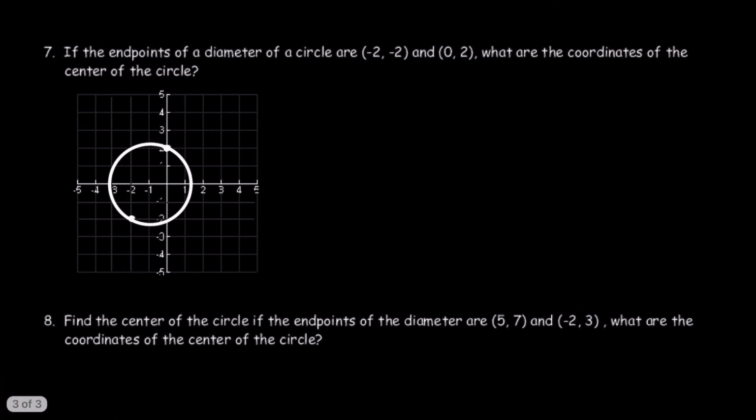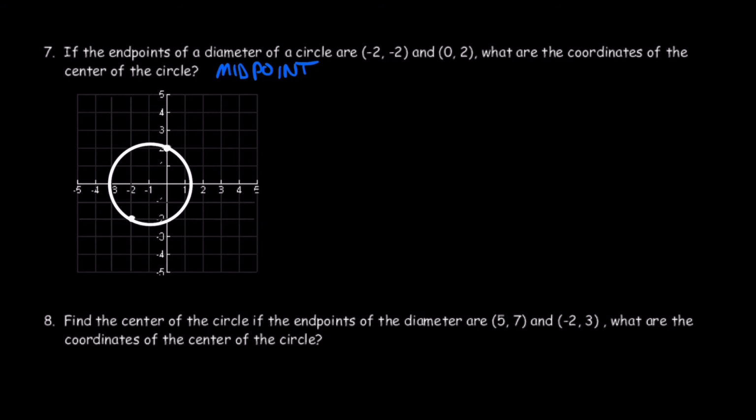All right, next topic. If the endpoints of the diameter of a circle are negative 2, 0 and 2, what are the coordinates of the center of the circle? Now, in this particular problem, I just need to come up with the coordinates of the center of the circle. So obviously here we're talking about the midpoint, right? The midpoint of the diameter is the center of the circle.